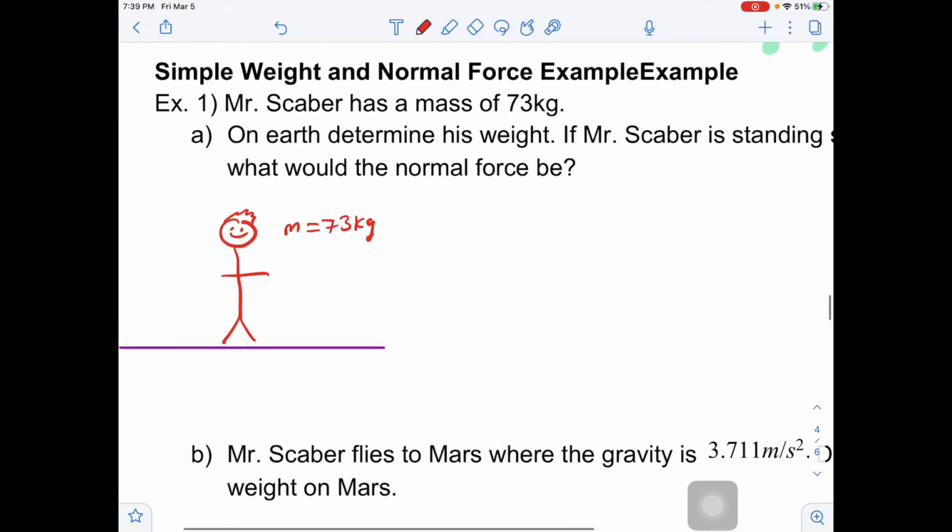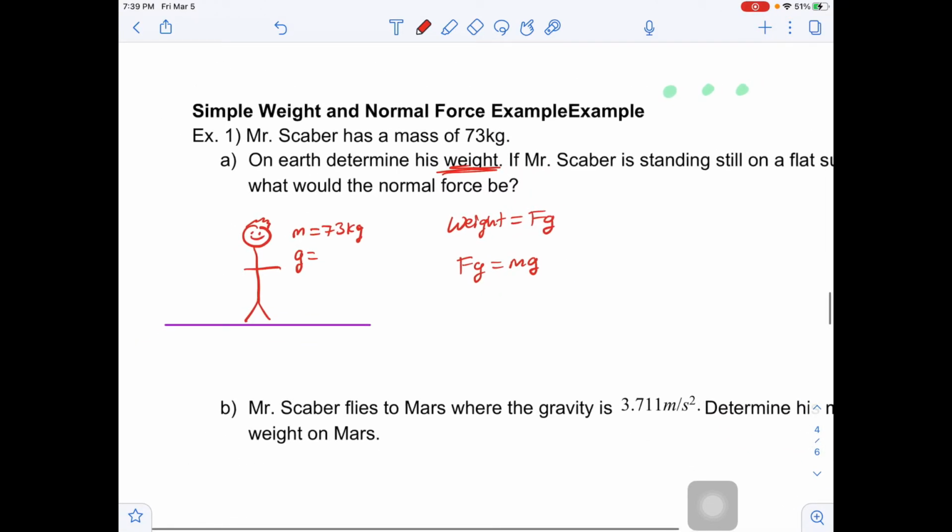Now, it wants us to find weight. Remember, weight is simply equal to the force of gravity. Our force of gravity equation is mg. Now, g here can change depending on where we are and what planet we're on, but we're on Earth. Since it didn't tell us g specifically, but it just told us Earth, we can assume that it's 9.81 meters per second squared.